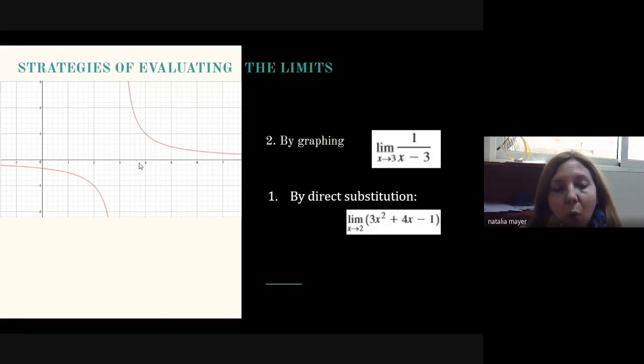What does the function approach when x approaches 3 from the left? Negative infinity. The next question: what does the function approach when x approaches 3 from the right? Positive infinity. What is the conclusion?